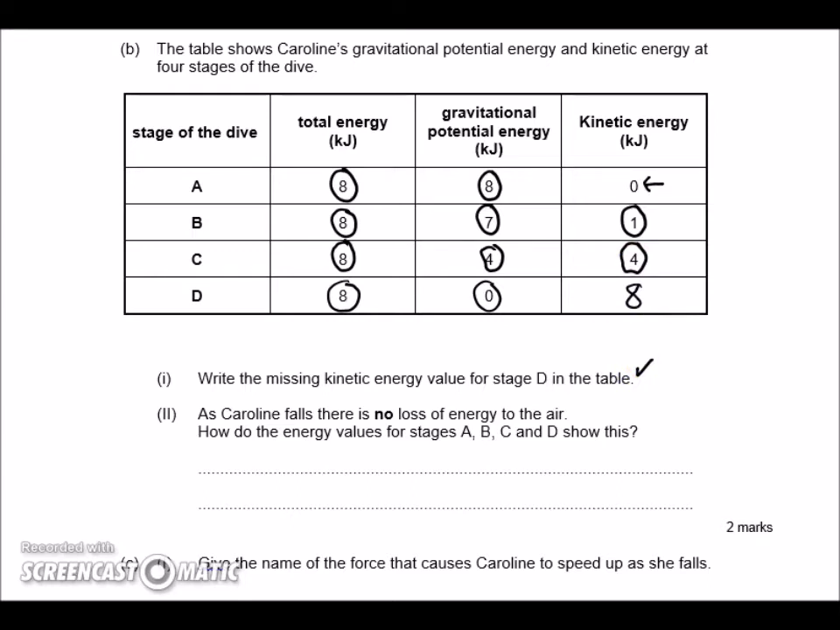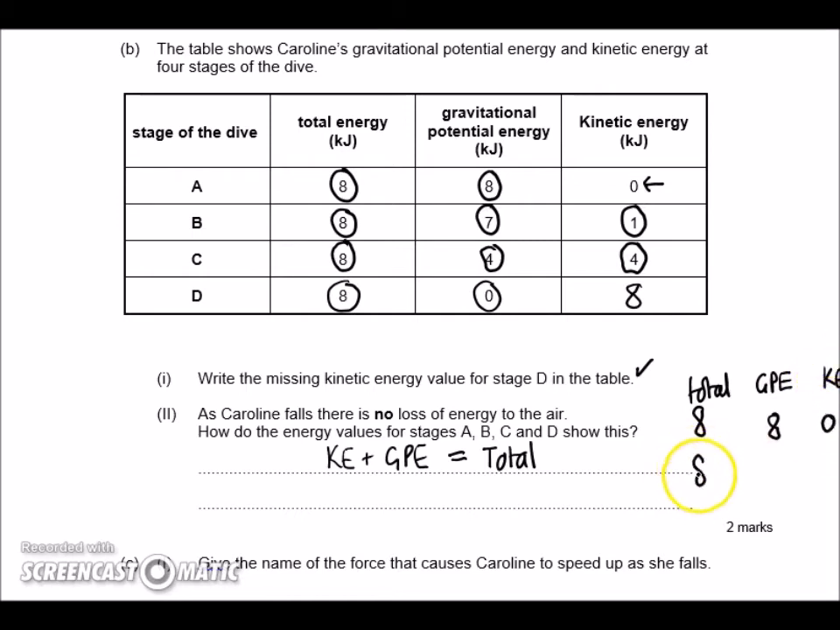There's no loss of energy to air. That's because the KE and the GPE add up to equal the total. If there were losses to the air, we would see total energy be 8, and we would see GPE at the beginning would be 8, and kinetic energy would be 0.